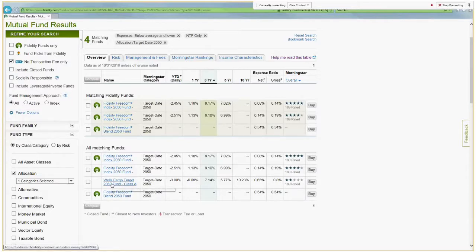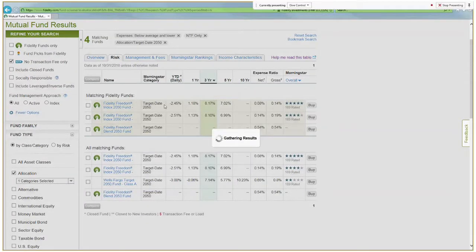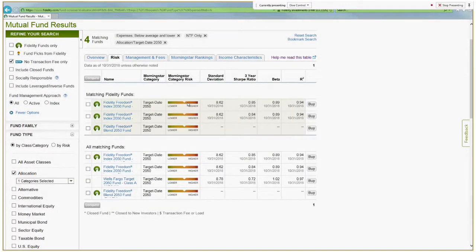So that you'll see right here is a Wells Fargo target 2050. And then if we click on the risk tab, you'll be able to see where the current risk is, if you put your mouse over it, you'll be able to see the risk rating on there. And it shows you from lower to high. And again, since we have 2050, it's going to be more towards the higher end.